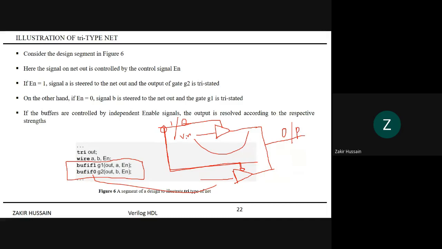Output is now driven by more than one. This is one, this is the second one, maybe some other also. In this particular example, we have taken two buffers, one and two. In this case, tri is preferred, advised by the language, where this out is driven by more than one gate. This out is driven by more than one output. This is one output, this is the second output.